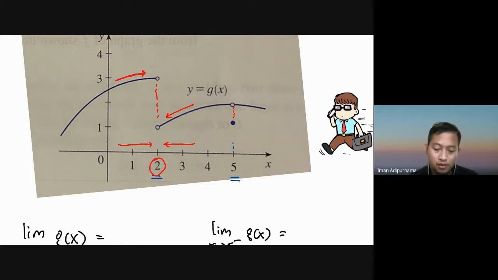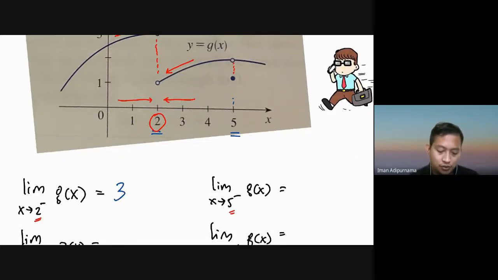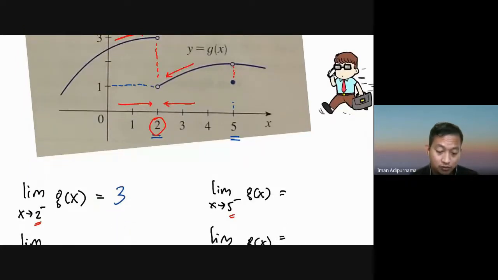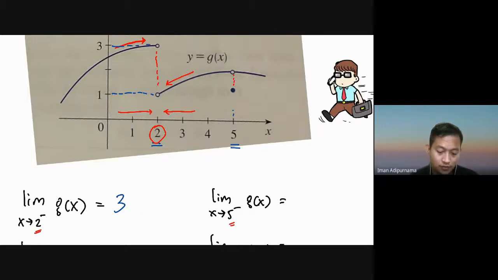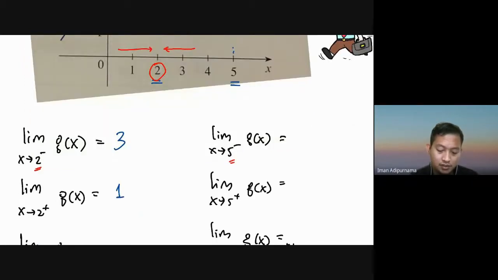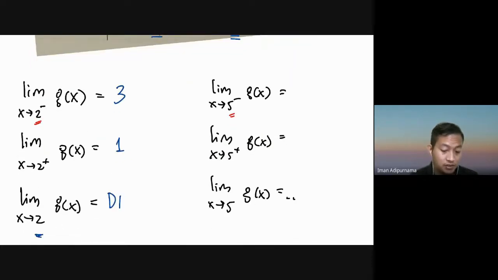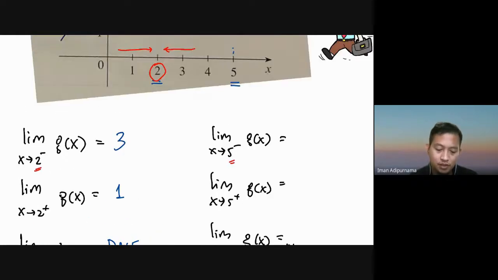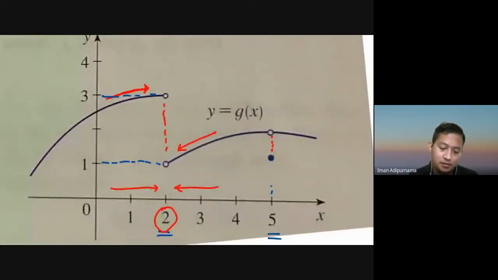The first one from the left is getting closer to 3, right? And from the right, it's getting closer to 1, right? Because this is not the same, it's different, right? Different result. So you can write it doesn't exist. And sometimes you can just write the DNE, meaning the limit does not exist. All right. I think that's pretty obvious if you see the difference, right?